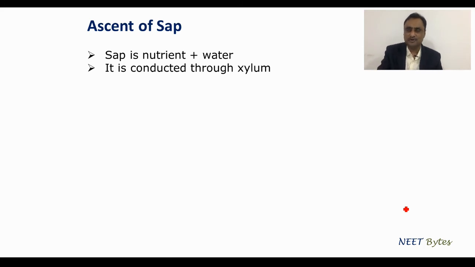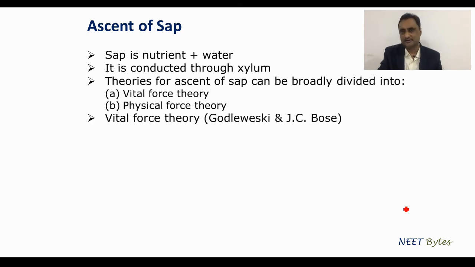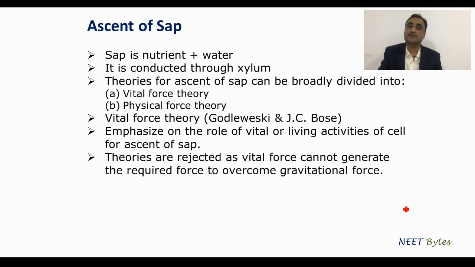Let's come to our final topic, and that is ascent of sap. First things first, what is sap? Sap is the nutrients plus water. Okay. So it is conducted through xylem, and different theories have been given as to how the ascent of sap is going to occur against the force of gravity. So broadly, the theories have been divided into two groups, what we call the vital force theory and the physical force theory.